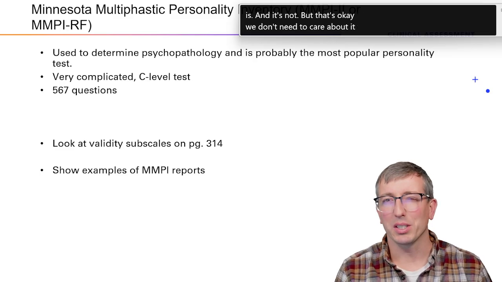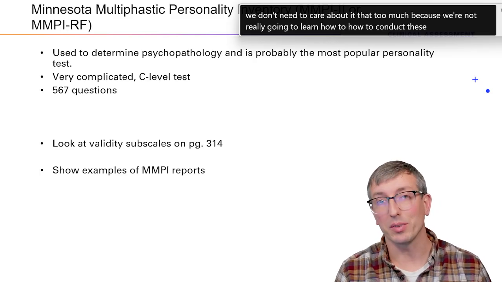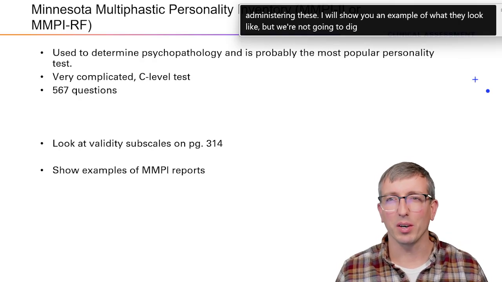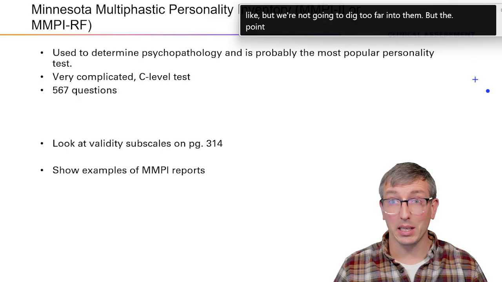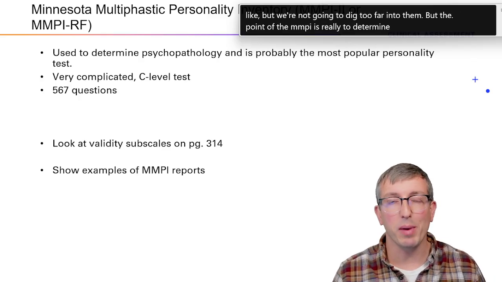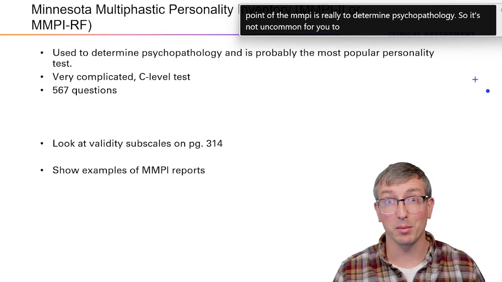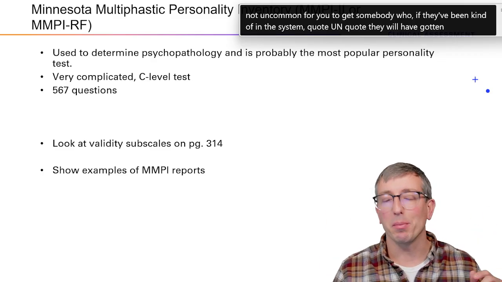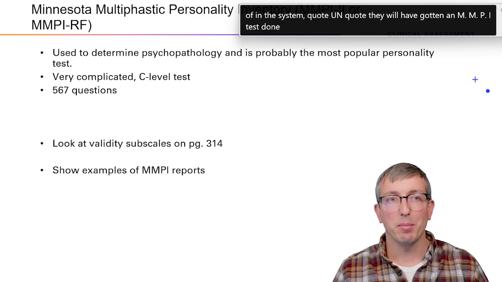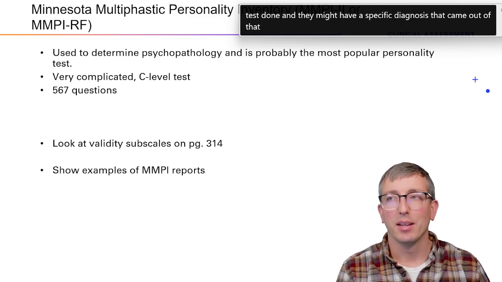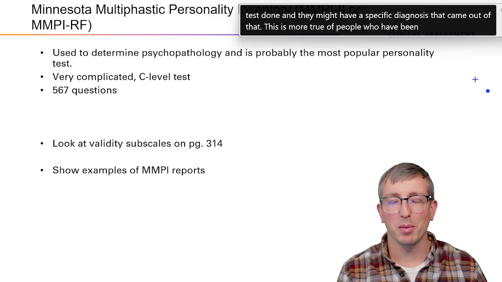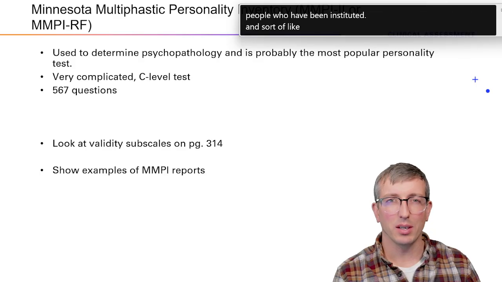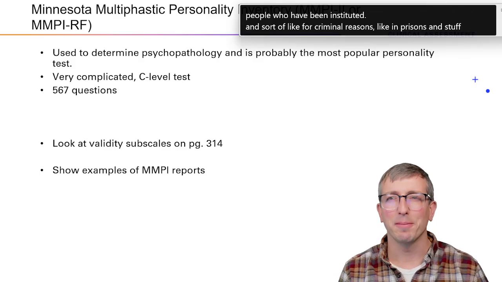We don't need to care about it too much because we're not really going to learn how to conduct or facilitate administering these. I will show you an example of what they look like, but we're not going to dig too far into them. But the point of the MMPI is really to determine psychopathology. So it's not uncommon to get somebody who's been in the system, quote unquote, and they will have gotten an MMPI done, and they might have a specific diagnosis that came out of that. This is more true of people who have been hospitalized or institutionalized for criminal reasons, like in prisons.